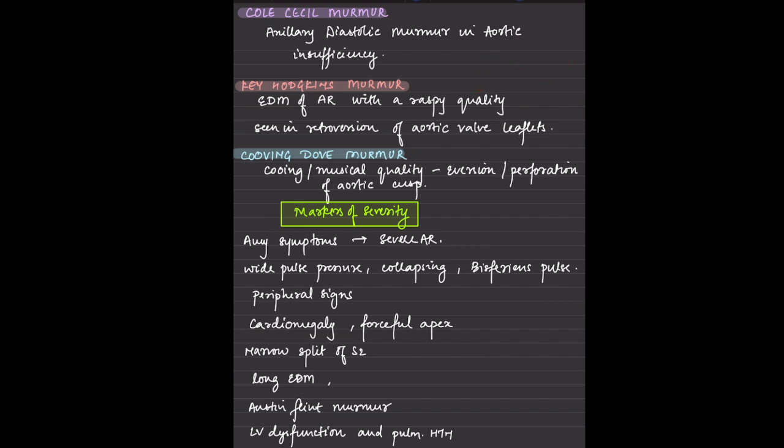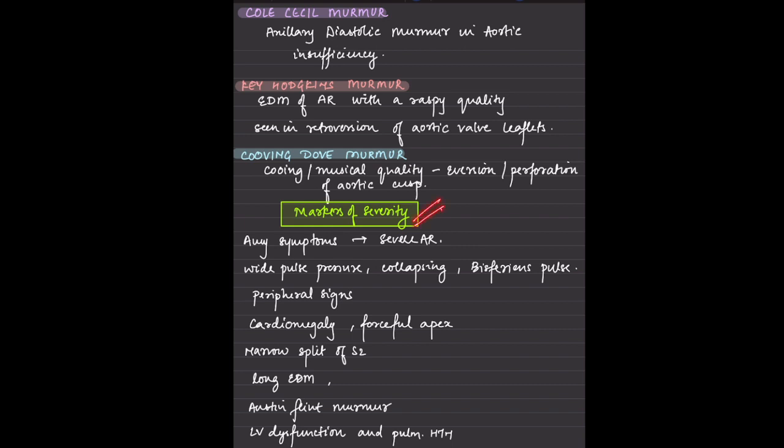Then there is Hodgkin's murmur. That means there is a diastolic murmur of AR with a raspy quality. This is because of the retroversion of the aortic valve leaflet. There is a cooing dove murmur. That means there is a musical quality because of the eversion and perforation of the aortic cusp.